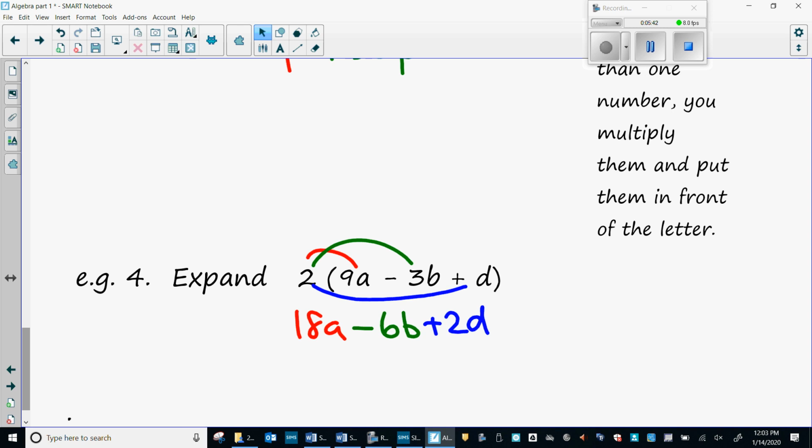Sorry, it's in green. So let's have a look for the green marks. What do we do when we're expanding? Everything inside the bracket gets multiplied by the value or letter in the front. So what's in front of the bracket? 2. So what are we going to do when we're expanding that middle term? We're going to do 2 multiplied by negative 3b. Okay, so what's 2 multiplied by negative 3?